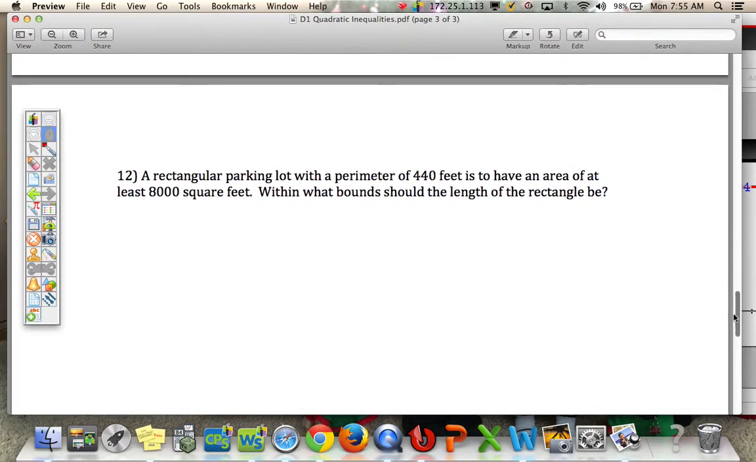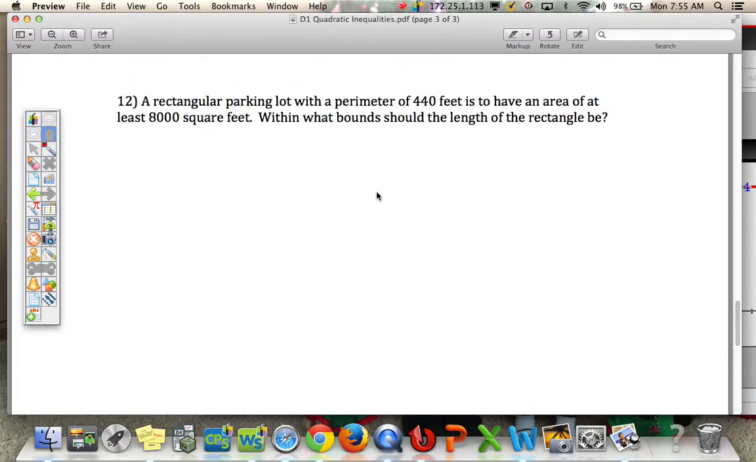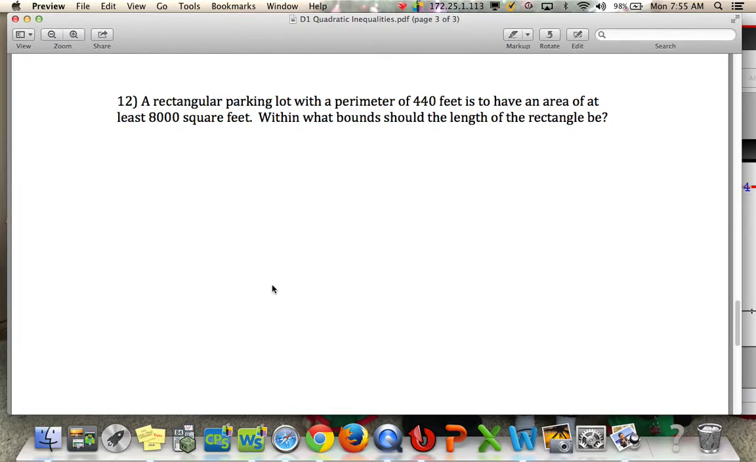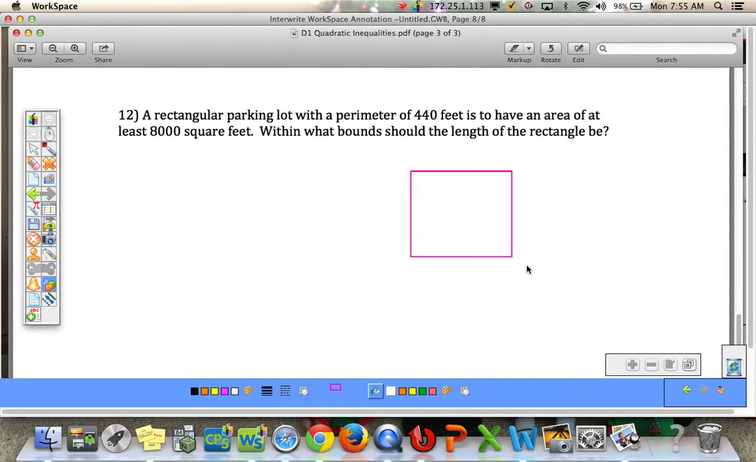But let's look at one application problem. A rectangular parking lot with a perimeter of 440 is to have an area of at least 8,000 square feet. Within what bounds should the length of the rectangle be? Let's start with the picture. If you don't have an idea of where to start, picture is always a great idea.